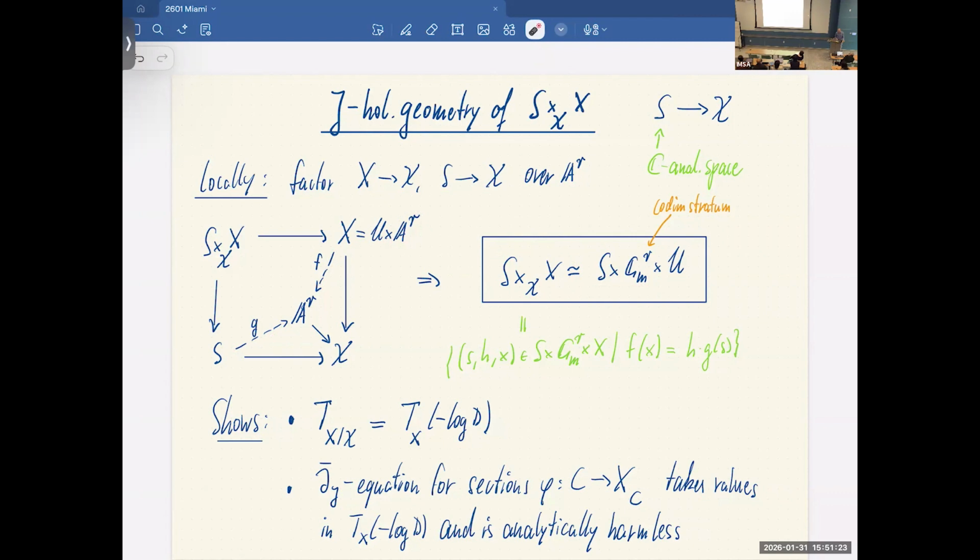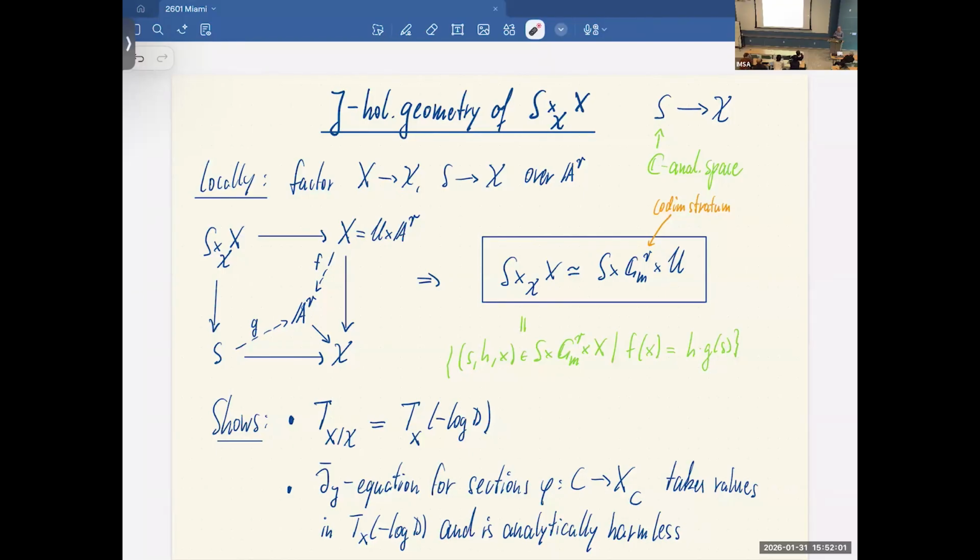And the equation looks like this. It's triples S, h, x such that F of x is h times G of s. h is this group element, which acts on A^R, right? So very simple equation. Let me see, F of x. I think I made a slight mistake here. The x has a U factor. No, this is fine. No, I think it's fine.